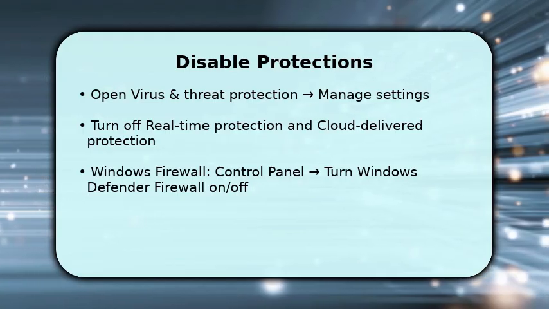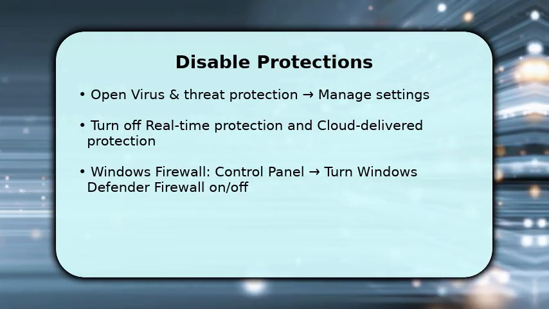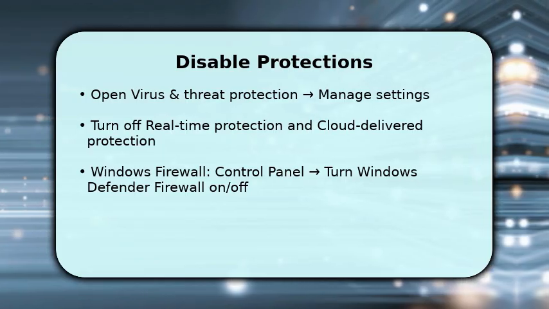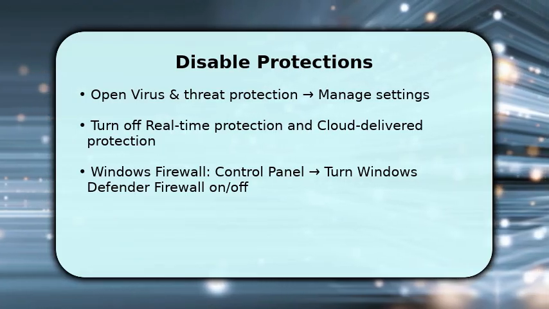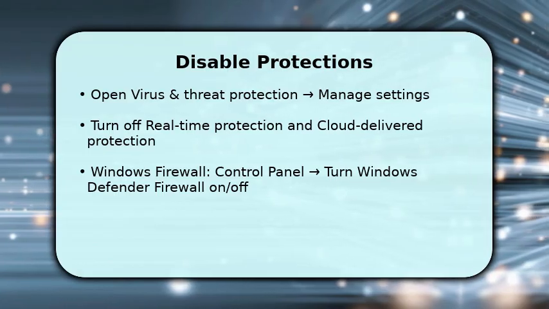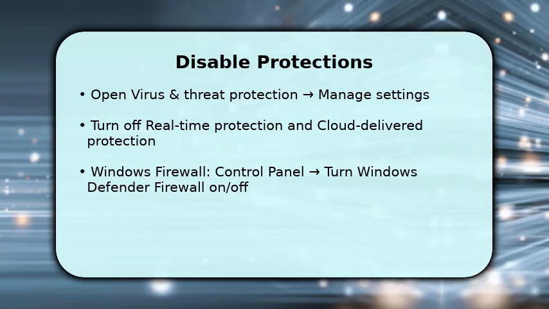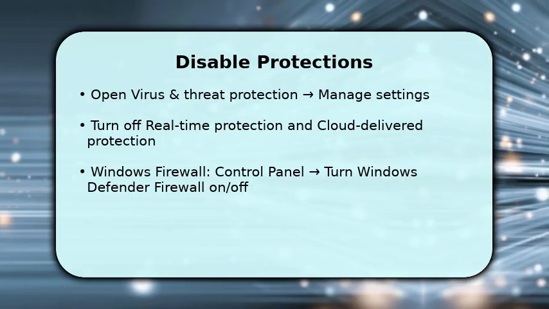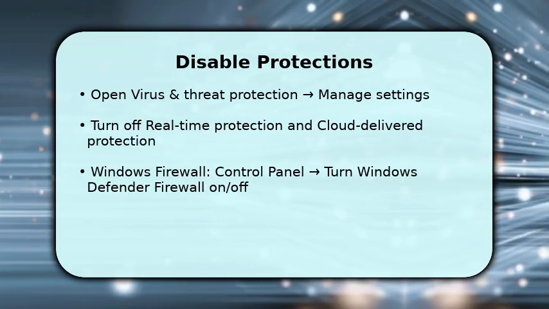Turn off real-time protection, which stops Microsoft Defender scanning. Also toggle off cloud-delivered protection and automatic sample submission if present. Next, go back and open Firewall and Network Protection. Choose your active network and click Turn off Windows Defender Firewall.